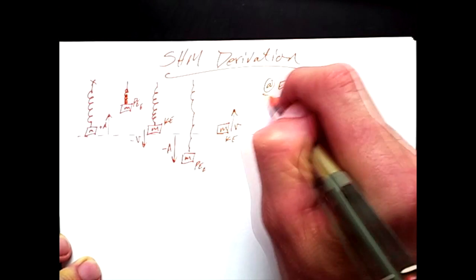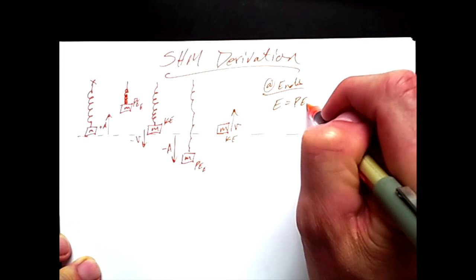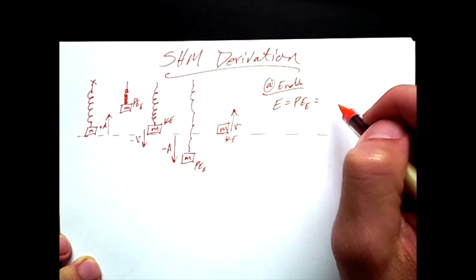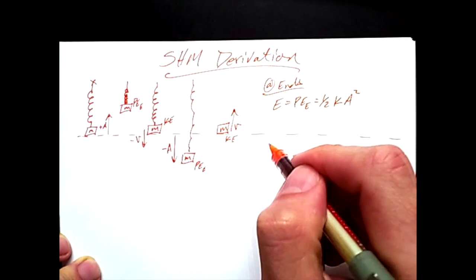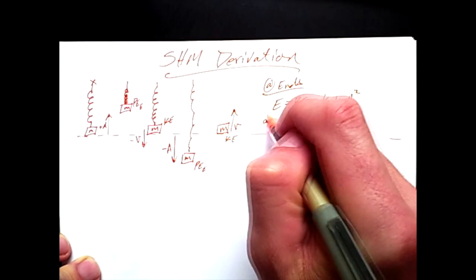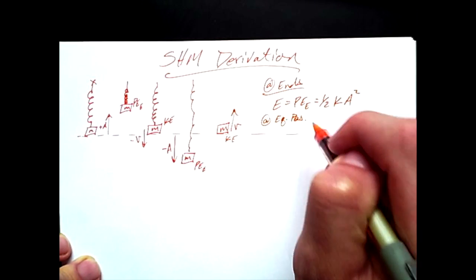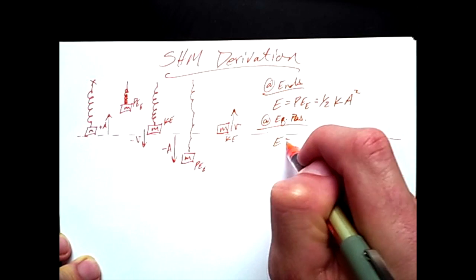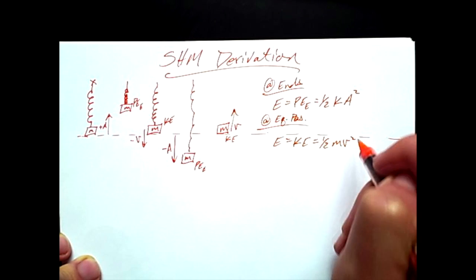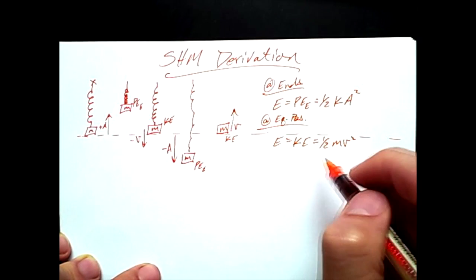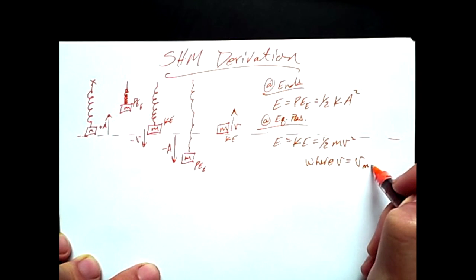the total energy, E, can be described as the elastic potential energy. Whether it's positive or negative, it would be 1/2 kA squared. And then at the middle, or the equilibrium position, we see that the energy is entirely kinetic energy, which is 1/2 mv squared. And this V would also be the maximum velocity of the system.